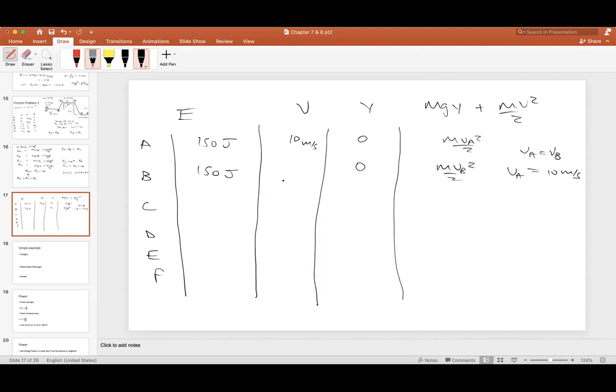10 meters per second, 10 meters per second. That's because the kinetic energy is the only energy it has. Its Y value hasn't changed, so gravity's done no work. There's no spring, so no spring has done any work, and there's no friction to be lost. Here, however, remember that mgyC plus mvC squared over 2 is now equal to the energy at A or the energy at B.